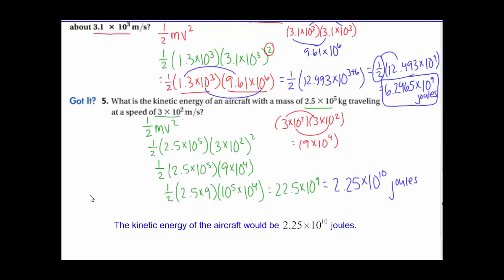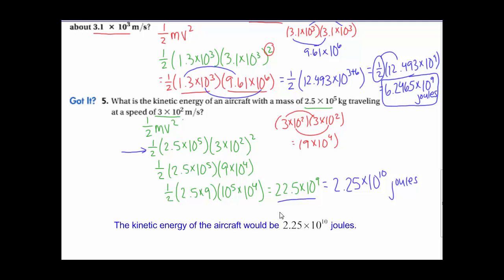All right, welcome back. If we look at number 5, it's asking what is the kinetic energy of an aircraft now with a mass of 2.5 times 10 to the 5th kilograms, traveling at a speed of 3 times 10 to the 2nd meters per second. If we plug all that information in, once we simplify all the way down, we end up with 22.5 times 10 to the ninth.